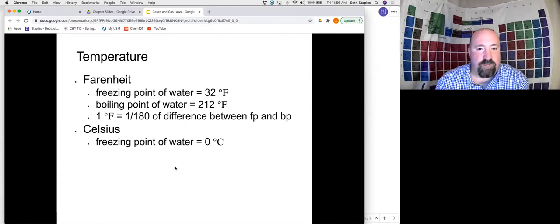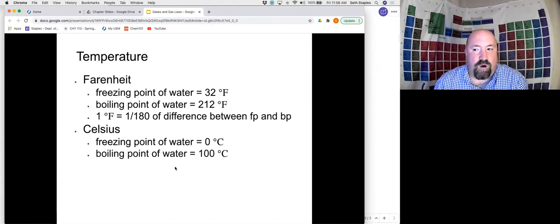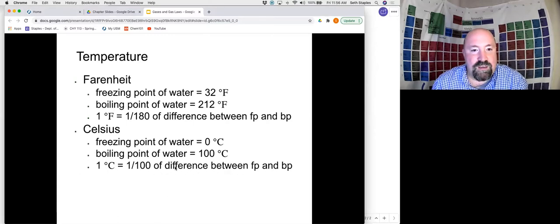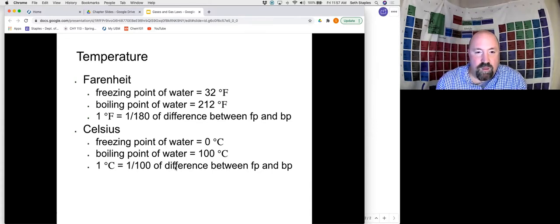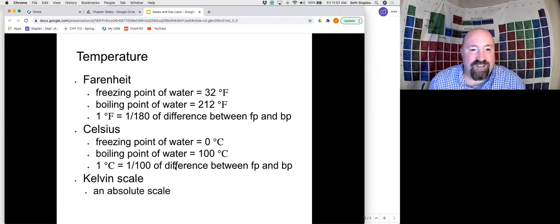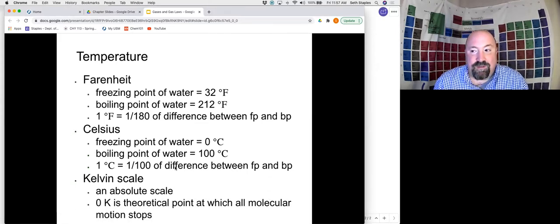Then we also have Celsius. Starts to make a little bit more sense. The freezing point of water is set at 0. Boiling point of water is set at 100. And therefore, 1 degree equals 1/100th of the difference between freezing point and boiling point. But we still have that issue where the set points and the degrees that we use are based upon the properties of a particular substance. And that can present some problems for us. And so anytime that we're working with the gas laws, we use what we call the absolute scale, which is the Kelvin scale. In the Kelvin scale, the 0 point is the point where theoretically all molecular motion stops. And that's known as absolute zero.